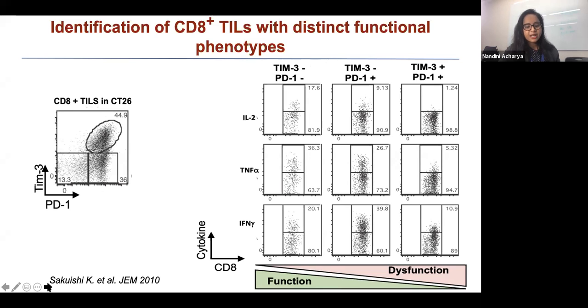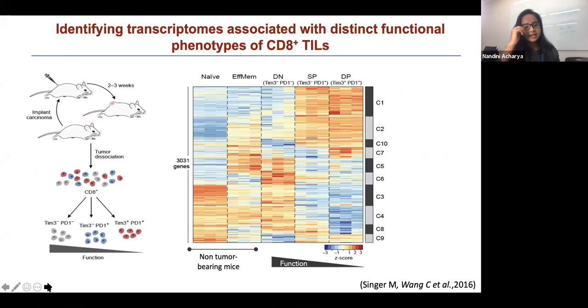We wanted to understand the gene programs that underlie different effector functions in these CD8 T cell subsets. So we implanted tumors into mice. We isolated the CD8 T cells. We sorted the three different subtypes of CD8 T cells, depending on the expression of TIM3 and PD1. And we did an RNA sequencing experiment where we looked at the gene profiles.